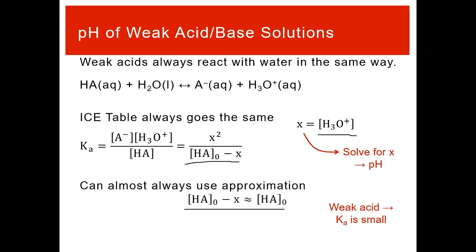There are fringe cases, really low concentrations of weak acids. You can't use an approximation, or the stronger weak acids. But for the most part, you can almost always get away with using the approximation, which makes solving the algebra on the back end of the ice table more straightforward than some of the more nasty equilibrium problems we had seen previously, generically, in chapter 13.